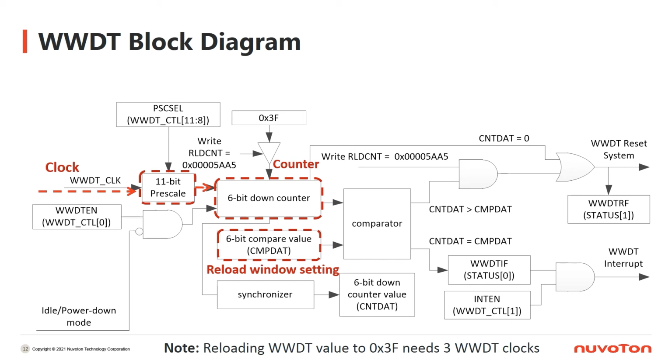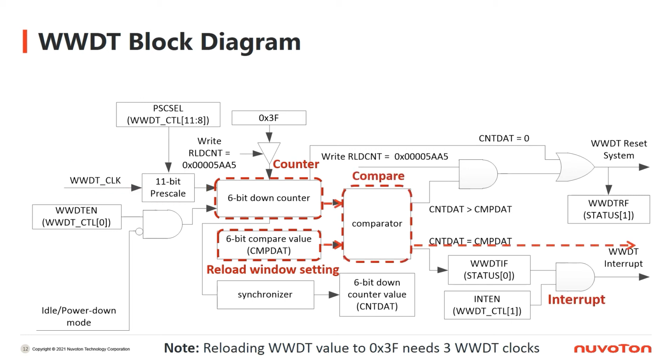When the counter value reaches CMP-DAT value, the flag WWDT-IF will be raised. It also means that it has entered the window. If interrupt is enabled, an interrupt will be triggered. Feed dog behavior is done by writing the register RLD-CNT. When it is written, the counter will be reloaded with hex value 3F.